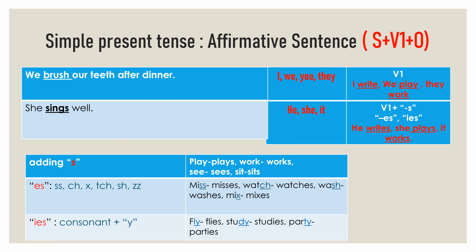Second example: she sings well. Did you notice any difference here? It's not she sing well, it is she sings well. We add s, es, or ies to the original form of the verb when the subjects are he, she, it, or any singular subject. Examples: he rides, she plays, it walks.